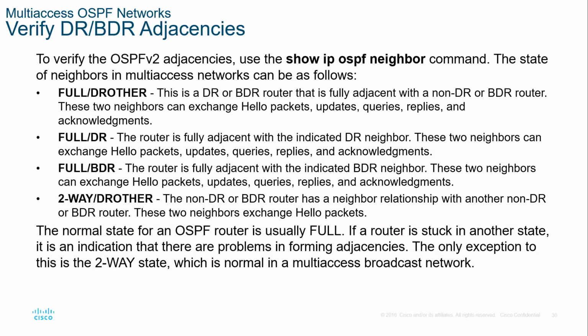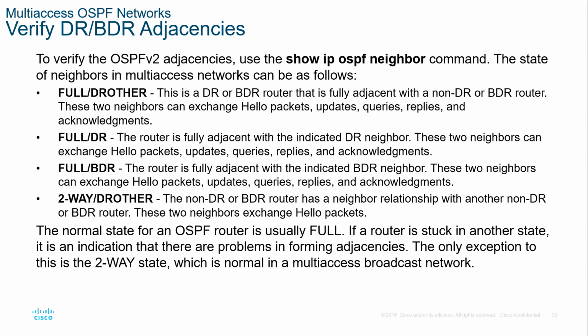So how can we verify the DR and BDR and their adjacencies? We need to do the show ip ospf neighbor command, and it should state a few different things. It should be a full DROther, a full DR, a full BDR, or a two-way DROther. Basically, a full DROther is when a DR or BDR router is fully adjacent with a non-DR or non-BDR router. These two neighbors can exchange hello packets, updates, queries, replies, and acknowledgements.